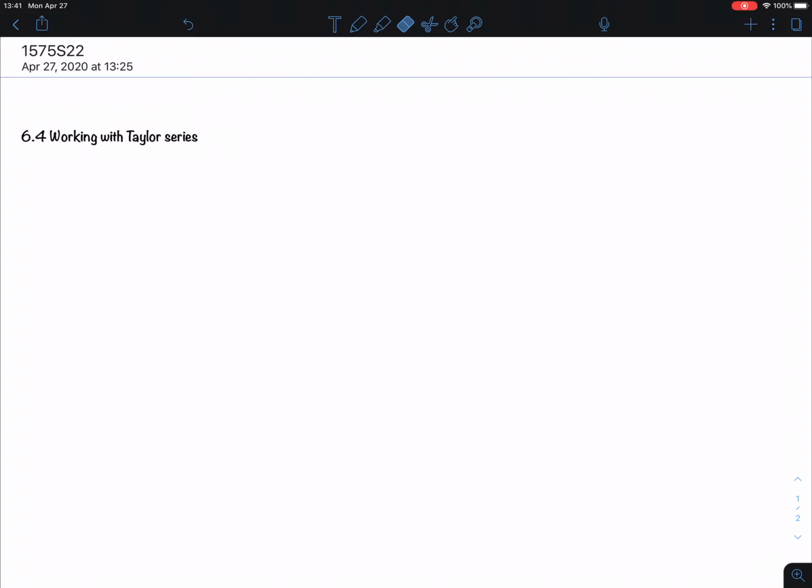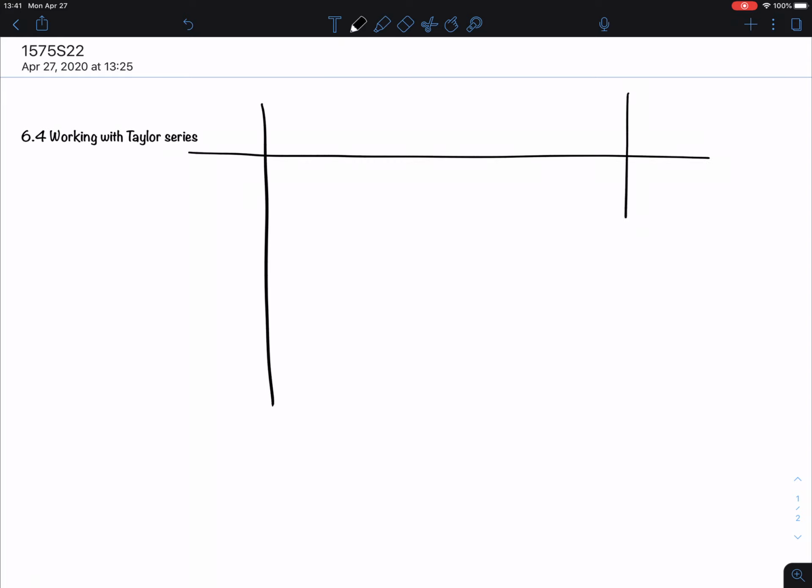We have to do one more section on Taylor series, and this is called working with Taylor series, and we have actually done something similar in 6.2. The difference here is that we have more series now. And so let's start with the table that I also gave you last time of the various functions that we have and the series that we have.